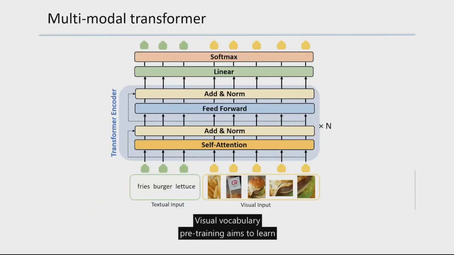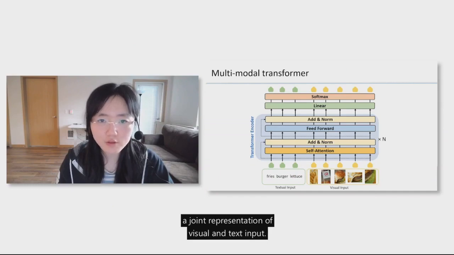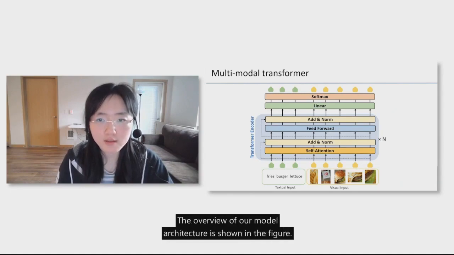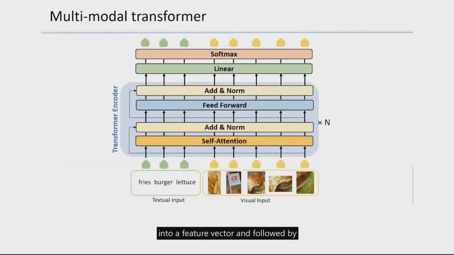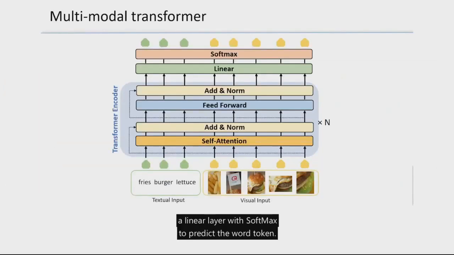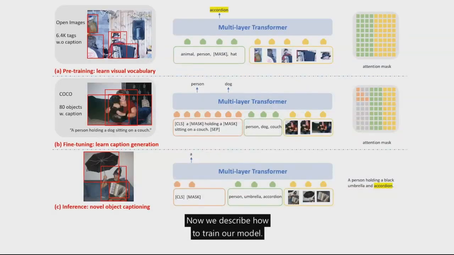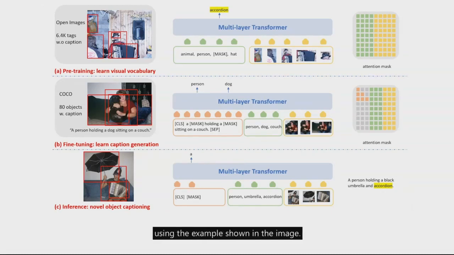Visual vocabulary pretraining aims to learn a joint representation of visual and text input. Here we use a multi-layer transformer model to train it. The overview of our model architecture is shown in the figure. It consists of multiple transformer encoder layers to encode the input into a feature vector, followed by a linear layer with softmax to predict the word token. Now we describe how to train our model. Our approach uses a two-stage training scheme. It consists of VIVO pre-training and fine-tuning. Now we illustrate our approach using the example showing the image.